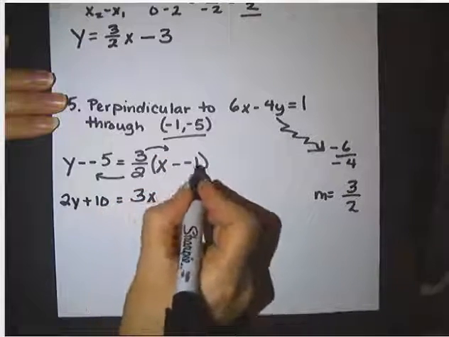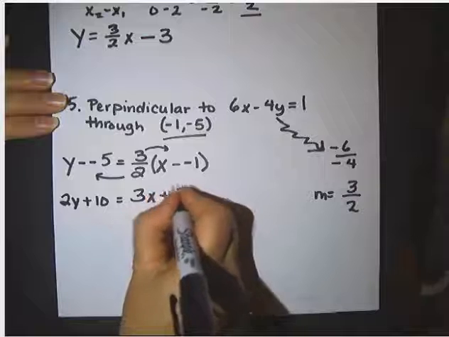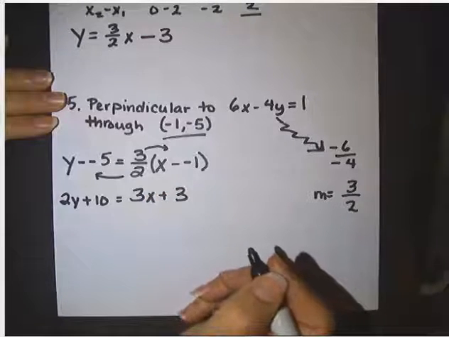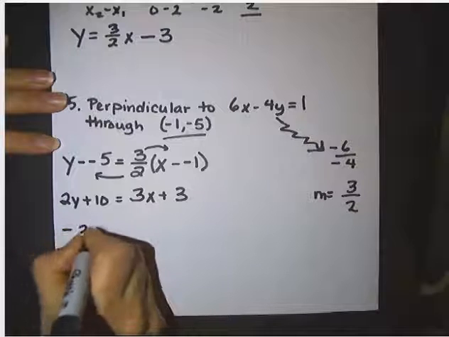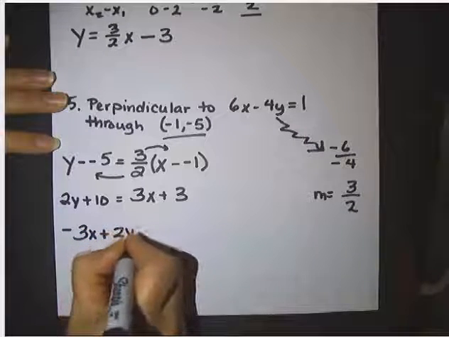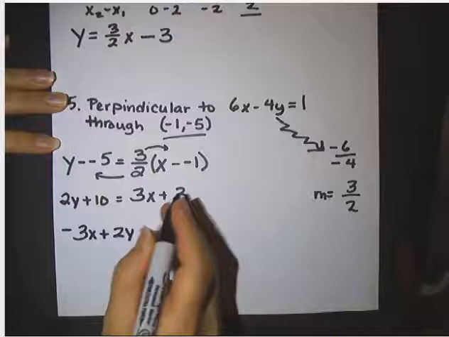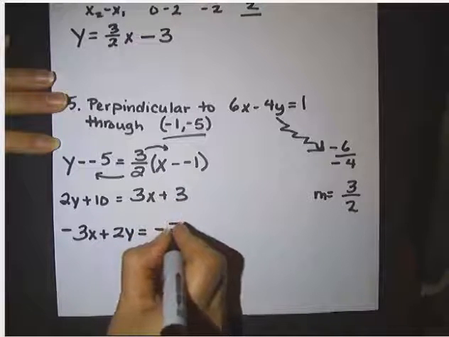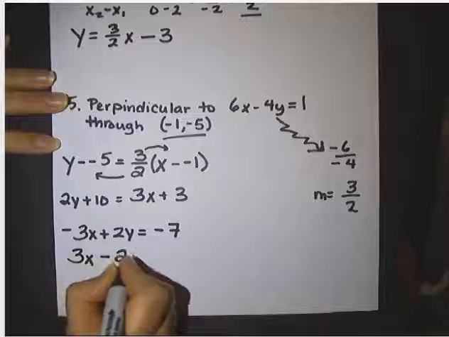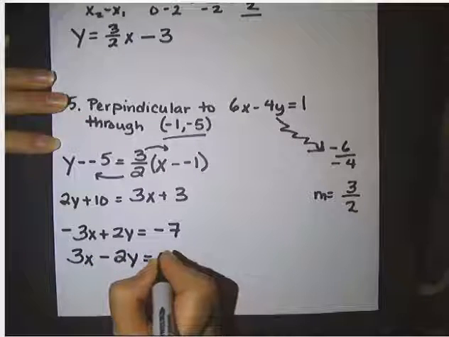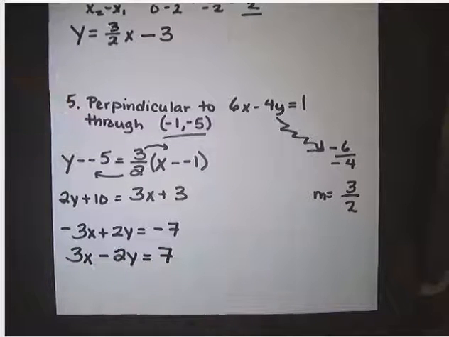So move it to standard form. I'm going to subtract 3x, -3x plus 2y. I'm going to subtract 10, equals -7. Change the signs so I don't have a negative. I'm actually multiplying by a -1 all the way through, and that equals 3x minus 2y equals 7.